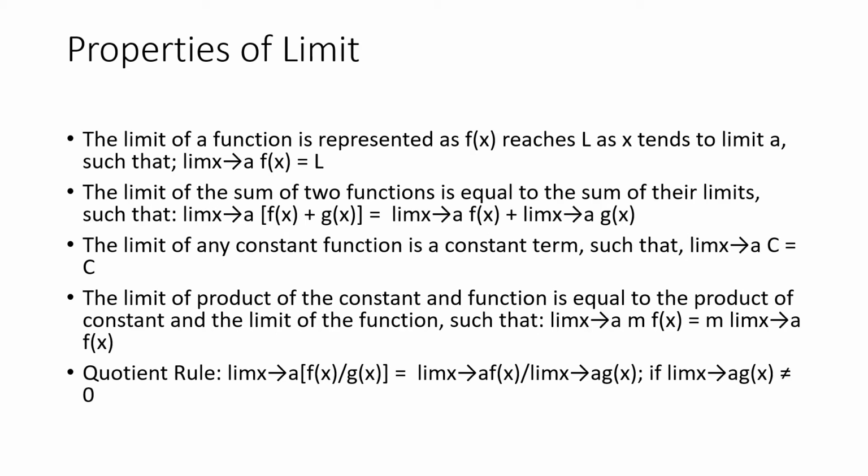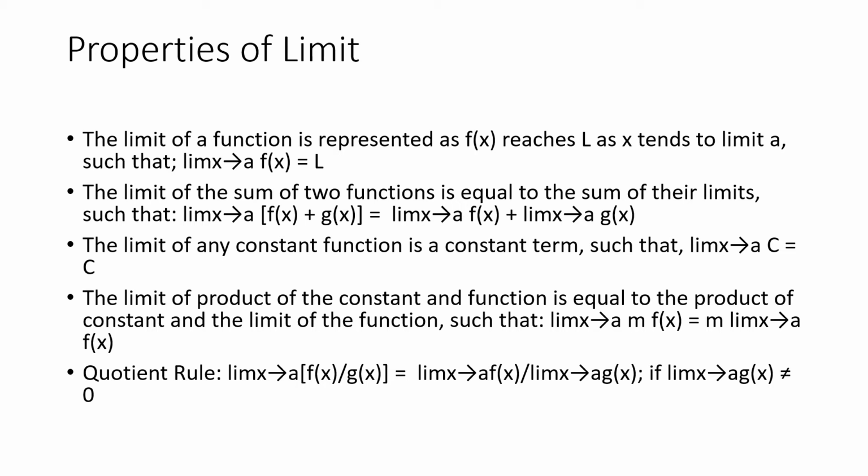Now, just understand the properties of a limit. You can see that the limit of a function is represented as f of x. It reaches L as x tends to a, in such a manner that limit x tends to a f of x is equal to L. And the second property is that the limit of the sum of two functions equals the sum of their limits. Okay, then the third property is that the limit of any constant function is a constant term.